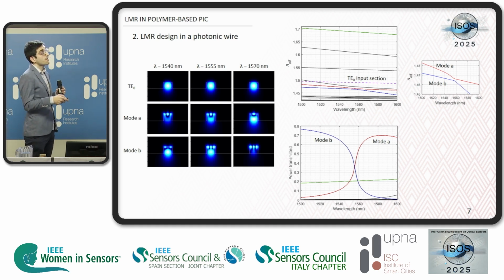And at the central wavelength of the anti-crossing, which is around this point, we see that the modal field of both modes is similar, so more or less half of the power goes to mode A and half to mode B.